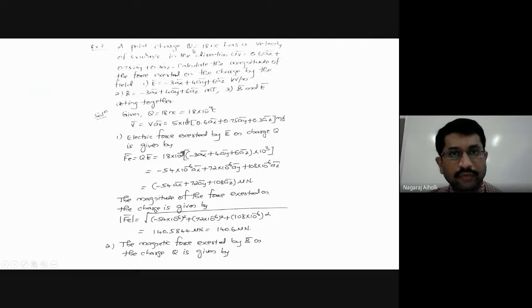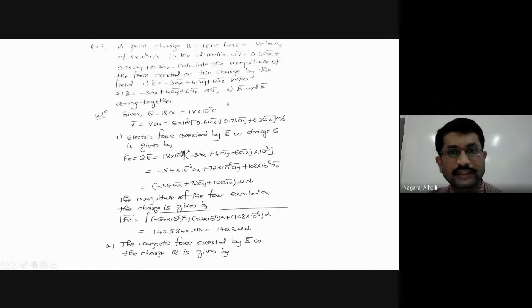A point charge q equal to 18 nanocoulomb has a velocity of 5 into 10 to the 6 meter per second in the direction aV bar equal to 0.6 aX bar plus 0.75 aY bar plus 0.3 aZ bar. Calculate the magnitude of the force exerted on the charge by the field. First, E bar equal to minus 3 aX bar plus 4 aY bar plus 6 aZ bar kilovolts per meter. Second, B bar equal to minus 3 aX bar plus 4 aY bar plus 6 aZ bar millitesla. Third, B bar and E bar acting together.